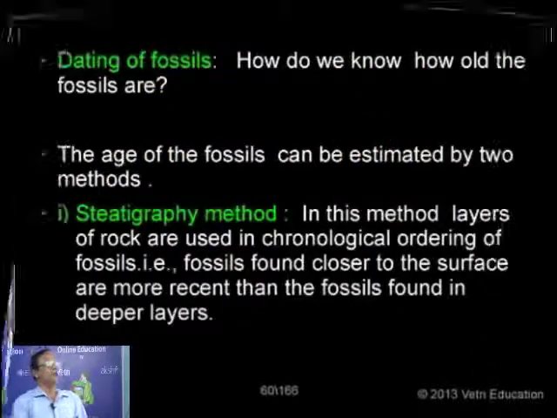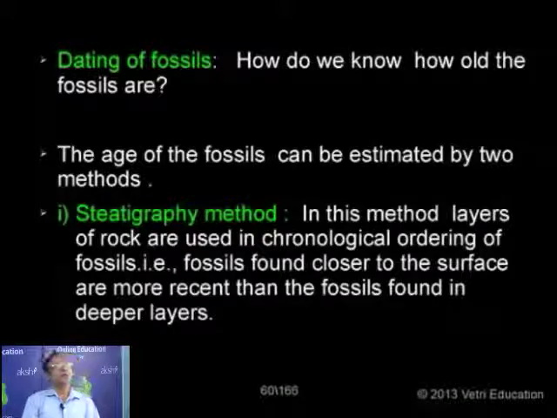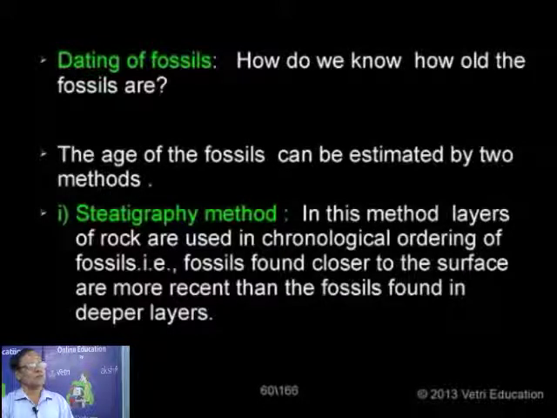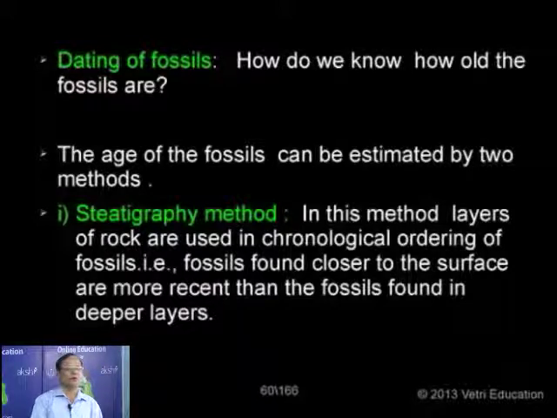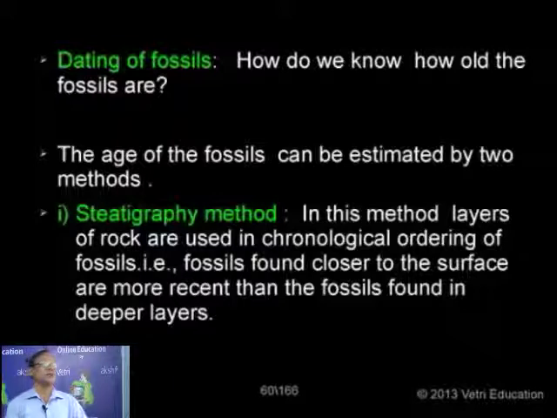Now, I mentioned already, how can we know that a particular fossil belongs to a particular period? And that one is called dating of the fossils. It is nothing but the age of the fossil can be calculated by different methods. Whether the fossils belong to the recent times, whether the fossils belong to the older times, that method of calculating the age of the fossils is what is known as dating of fossils.